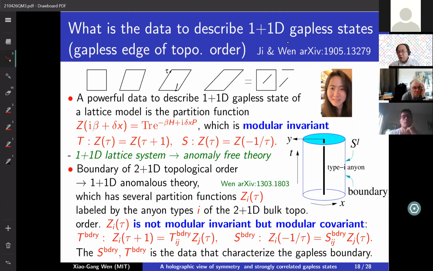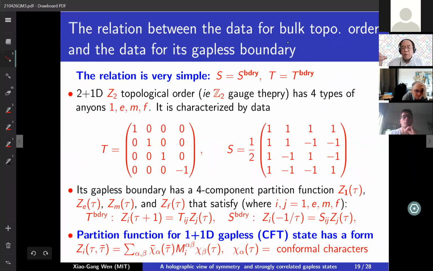So from here we see the relation between the two pieces of data: the modular transformation matrices S and T describing the boundary partition function, and the ST matrices describing the bulk topological order, are equal. This is the insight here. They are equal. Therefore, if you know the bulk topological order, we know its ST matrices, then we know how the boundary partition function transforms under modular transformation, by the same ST matrices.